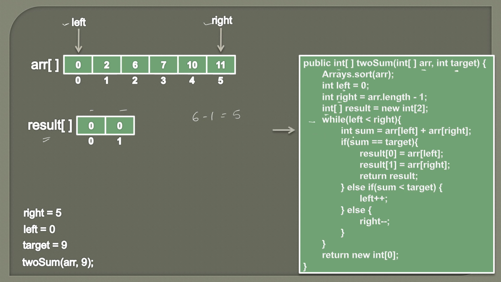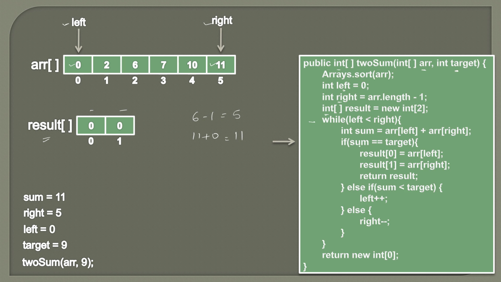Now at the first step, what we do is we take the value associated with the left pointer and with the right pointer, and as we want to find the pair sum, we usually do their sum. So here if you see, we do 11 plus 0, which will give us 11. So sum will be 11.